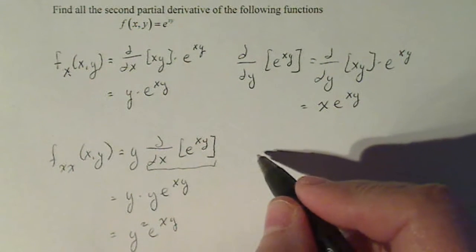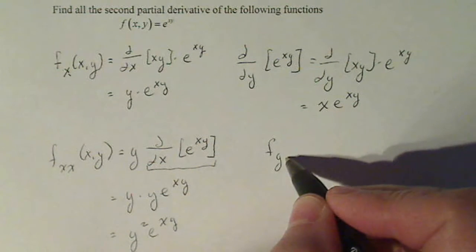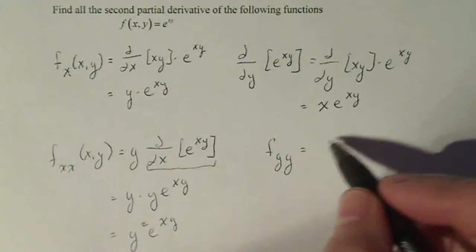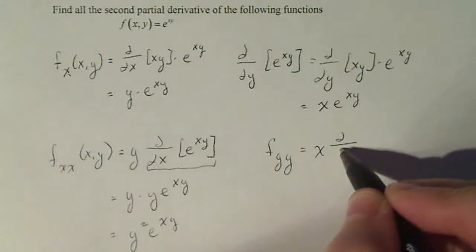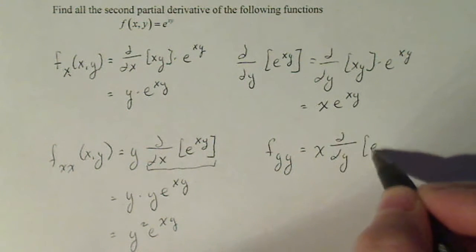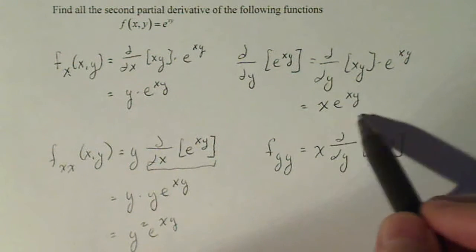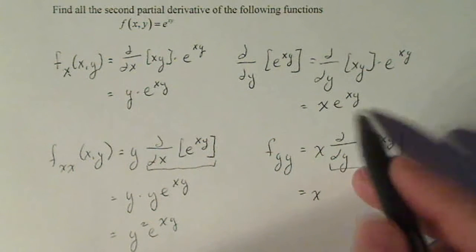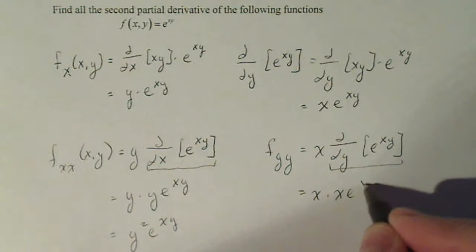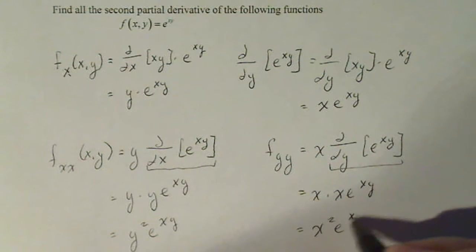Continuing over here, I'm going to take the partial of f sub y and take the derivative of it with respect to y. So that means that x is a constant. I can take it out. I'm going to take the partial with respect to y of e to the xy. Well, that's exactly what this is. So this is going to equal x, and then the derivative of this is the same, times x e to the xy. So that's equal to x squared e to the xy.